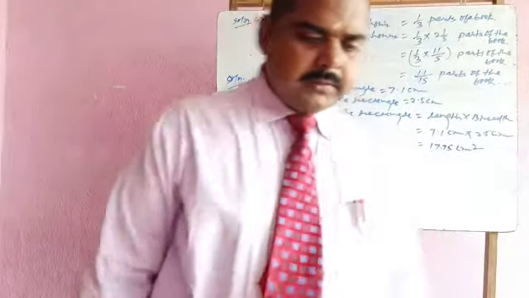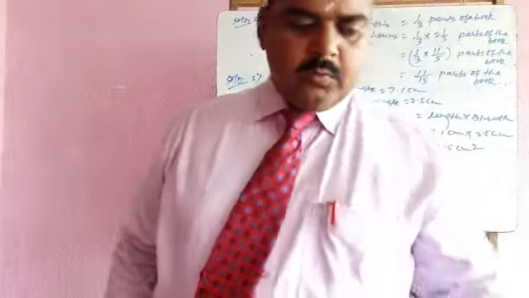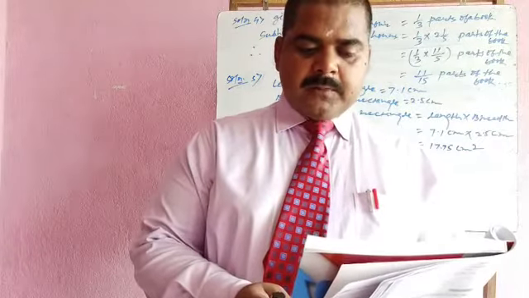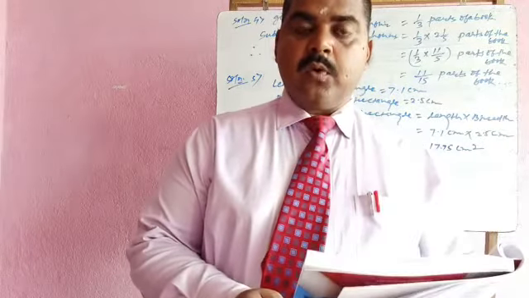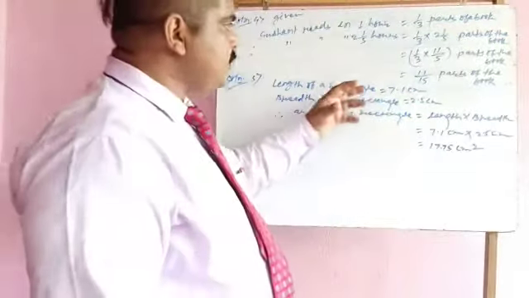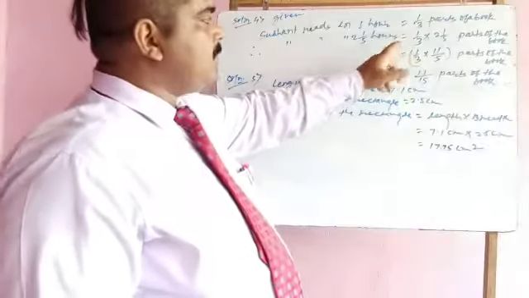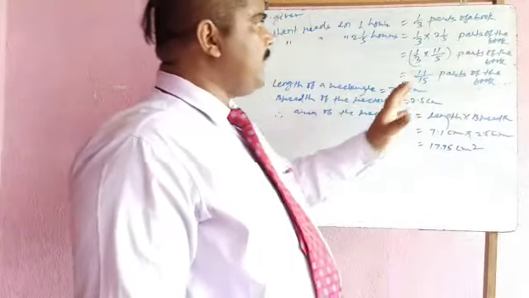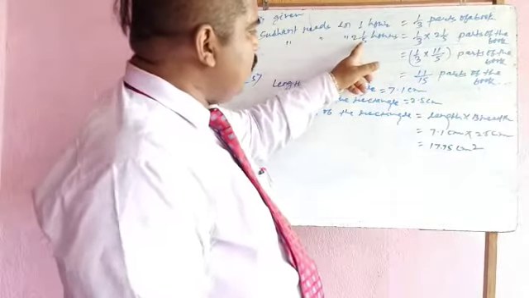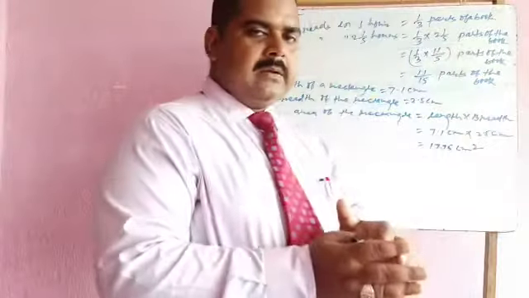In question number 4, it is given that Sushant reads 1 upon 3 parts of a book in 1 hour. How much part of the book will he read in 2 whole 1 upon 5 hours? My dear students, you have to solve it this way: Sushant reads in 1 hour 1 upon 3 parts of a book. Therefore, Sushant reads in 2 whole 1 upon 5 hours, you have to multiply by the unitary method.